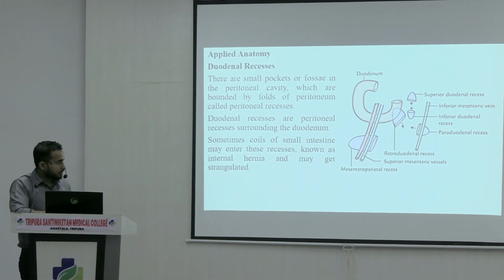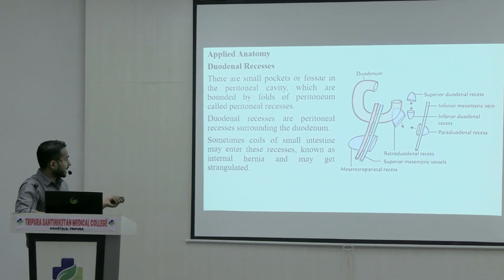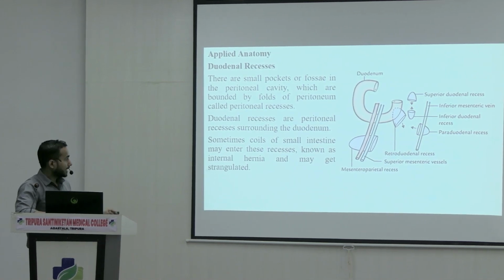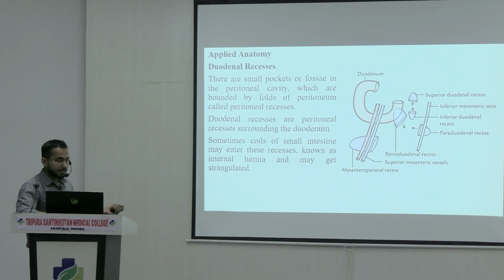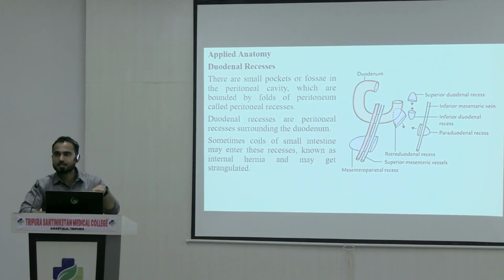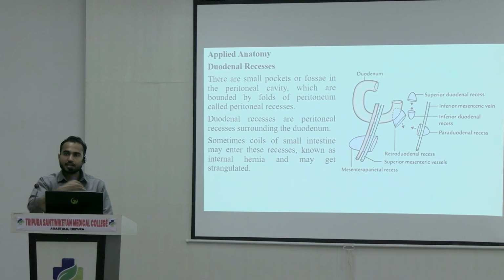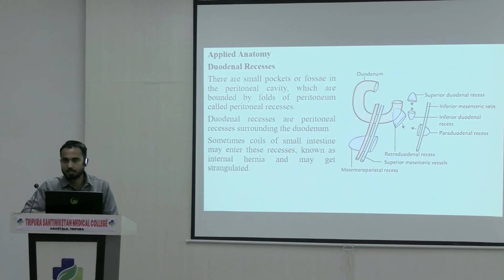Now, what is the importance of the duodenal recess? Sometimes the coils of the small intestine enter into these recesses, and this is called an internal hernia, and it can get strangulated. So sometimes the coils of the intestine can herniate into those pockets, into the recesses, and this is called an internal hernia, and after that they can get strangulated.